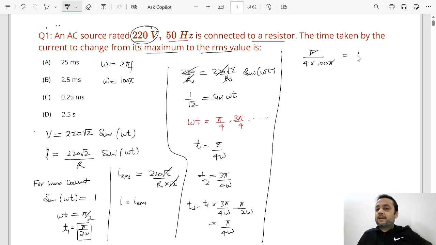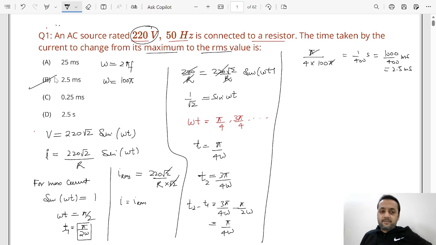So you can see that it is 1 by 400 seconds. If you convert this to milliseconds, this will become 1000 by 400 milliseconds, which means 2.5 milliseconds. That means option B is the correct answer for this question. This is what you would have done if you did it properly without any phasor.